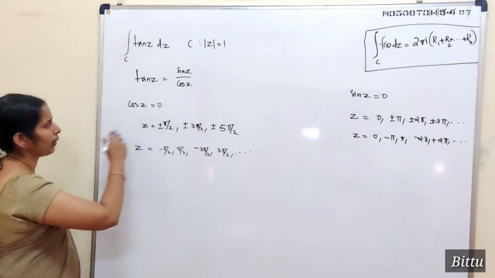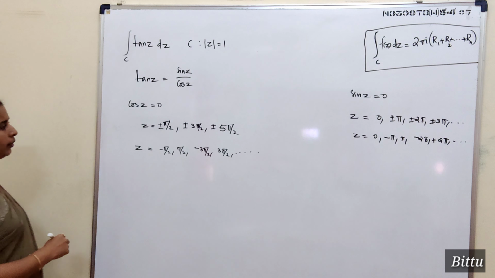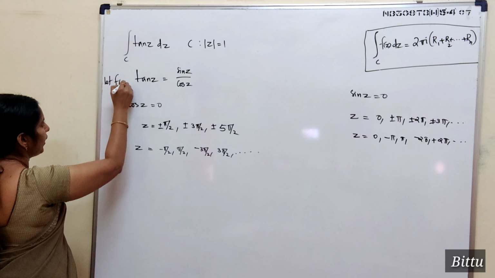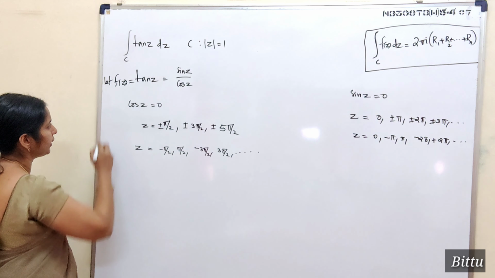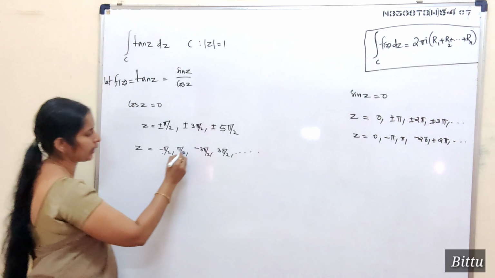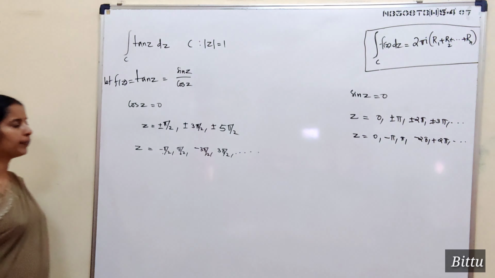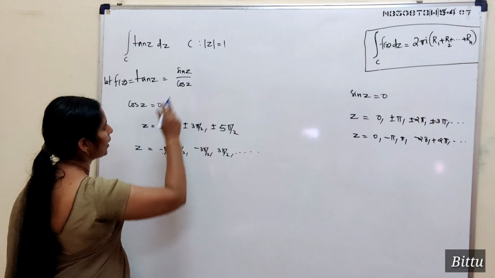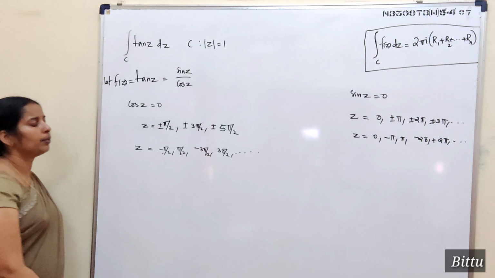And also keep in mind cos z is 0 for z equal to these other values. These are the singularities of tan z. Let f(z) equal tan z. So the singularities of f are minus pi by 2, plus pi by 2, minus 3 pi by 2, etc. Among these singularities you identify which are within C. Our C is the unit circle.